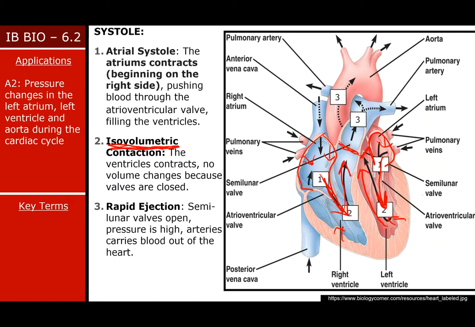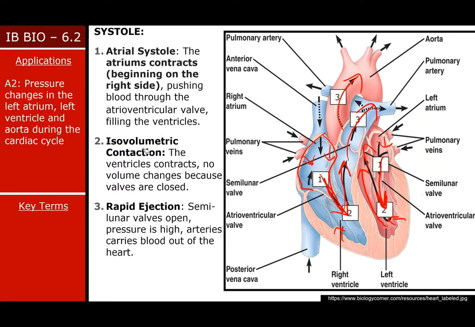3, rapid ejection. These semilunar valves open up, and that's when blood really gets pushed out. So that's pretty high pressure. Okay, so the thing about 3 is you've got those valves opening up.